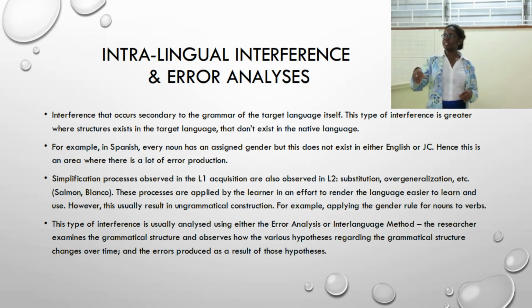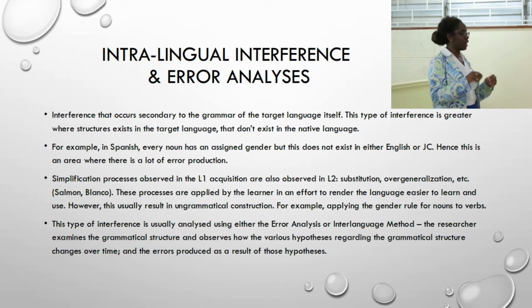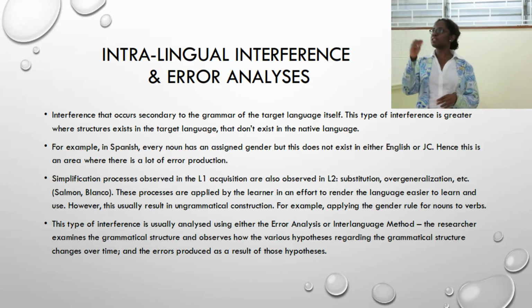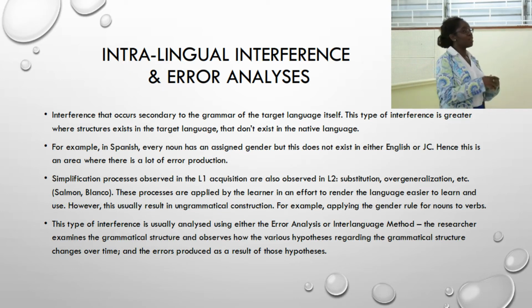Now to intralingual interference and the error analysis. So intralingual interference is interference that is secondary to the grammar of the target language itself. This type of interference is greater where structures exist in the target language that do not exist in the native language or native languages. For example, in Spanish, every noun is assigned a gender. In English, that does not exist. In Jamaican Creole, it does not exist.